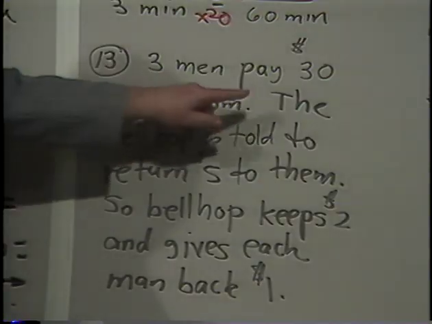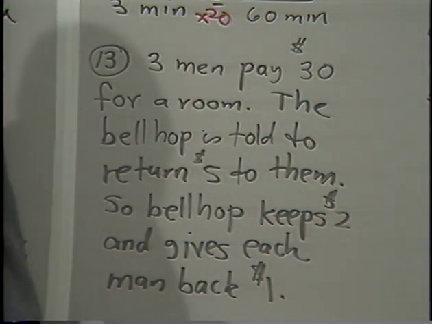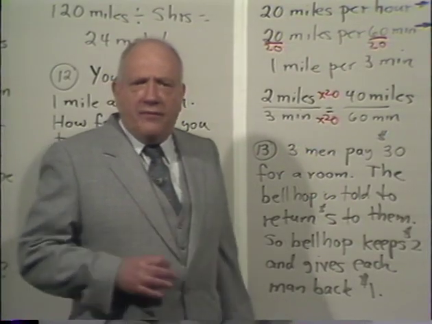It says 3 men pay $30 for a hotel room. Okay? So they each paid $10. When they got to the room, the clerk checked and found out that the room was only supposed to be $25. So he gave the bellhop $5 and he says, look, these 3 gentlemen who just checked in overpaid by $5. Would you please give them back the $5?